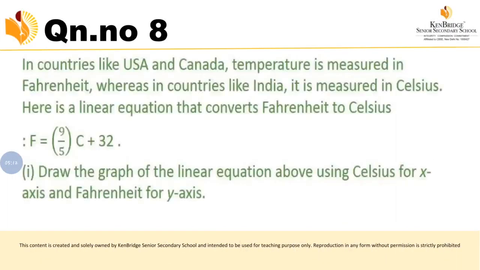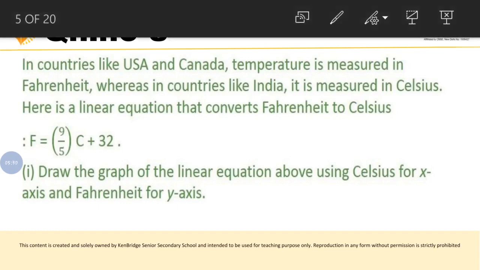Question number 8 in the same exercise. The question is, in countries like USA and Canada, temperature is measured in Fahrenheit, whereas in countries like India it is measured in Celsius. Here is a linear equation that converts Celsius to Fahrenheit. This is the given equation, F is equal to 9 by 5 into C plus 32. By using this equation we are going to solve the given question.